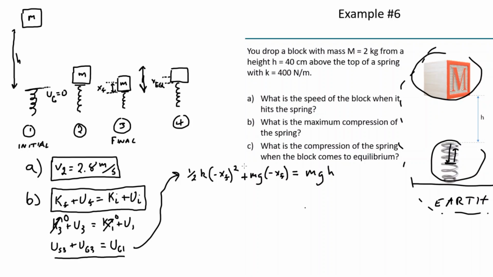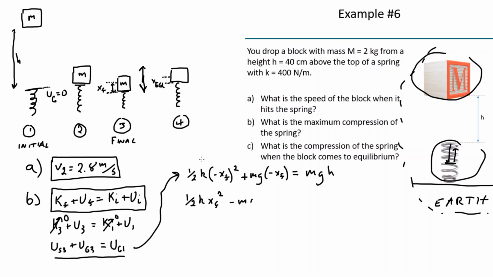That's our initial gravitational potential energy. Okay, so now what I have here is actually a quadratic formula in terms of x final. I have an x final squared here, an x final to the first power, and x final to the 0. So let's write it like a quadratic equation. I have 1/2 K x final squared. The negative sign squares out.